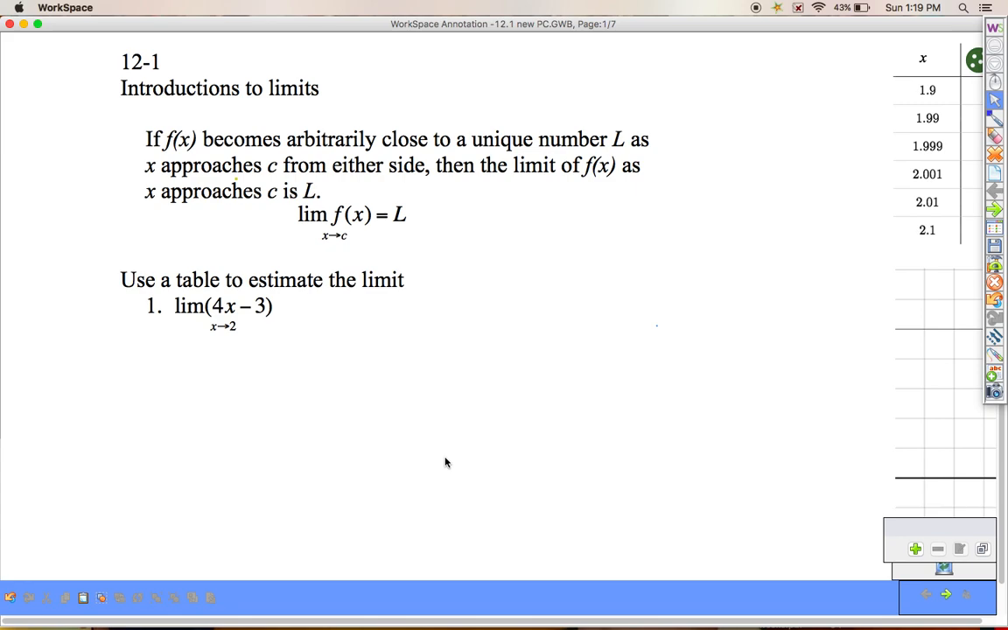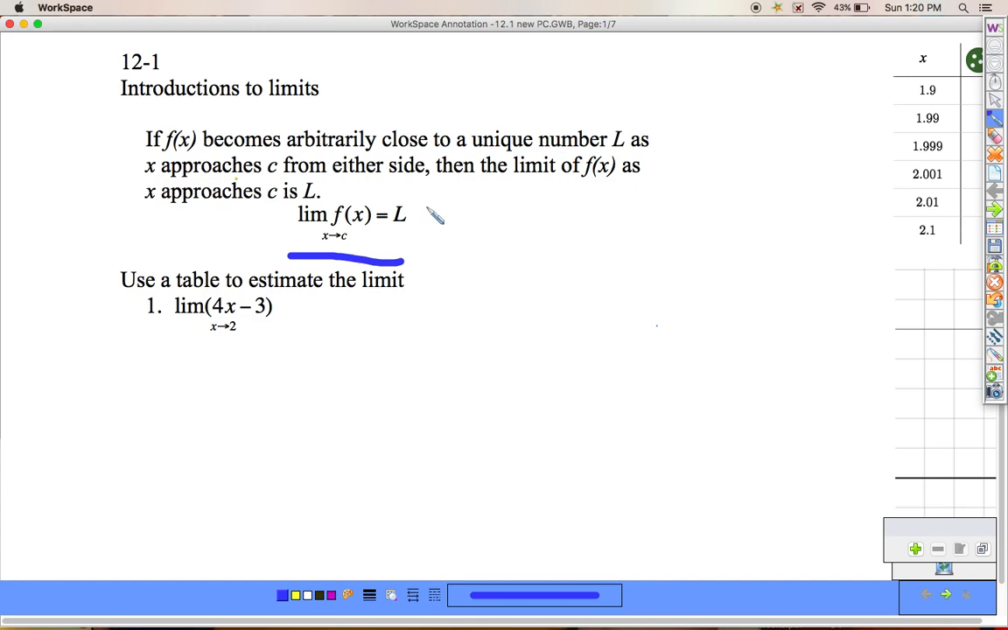All right, so if f of x becomes arbitrarily close to a unique number L as x approaches c from either side, then the limit of f of x as x approaches c is L. That's how this reads: the limit of f of x as x approaches c is equal to L. And L is the limit, which is your answer.